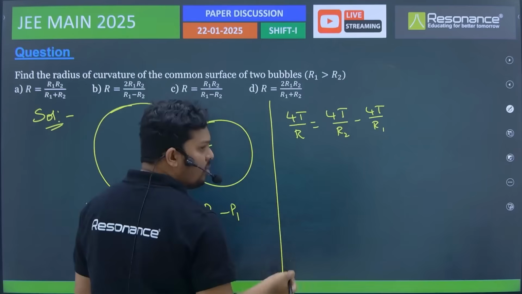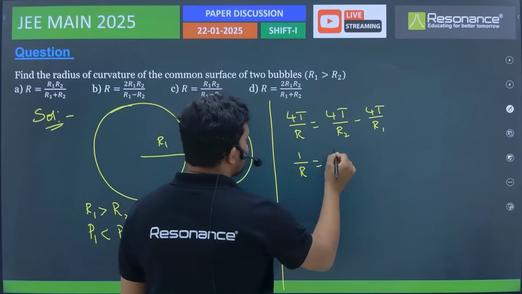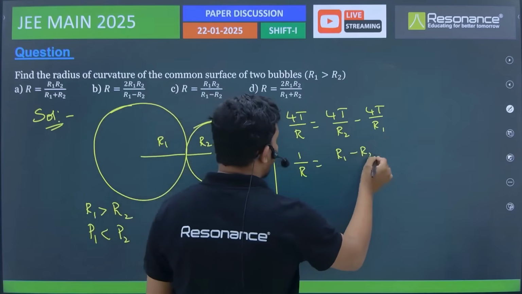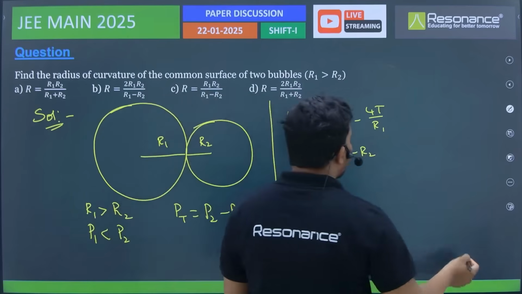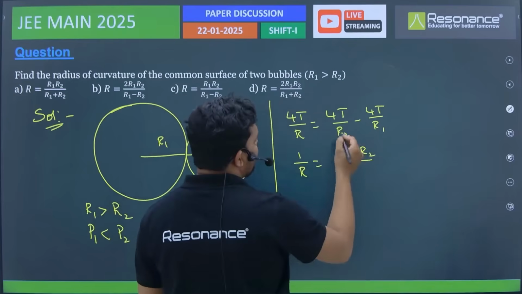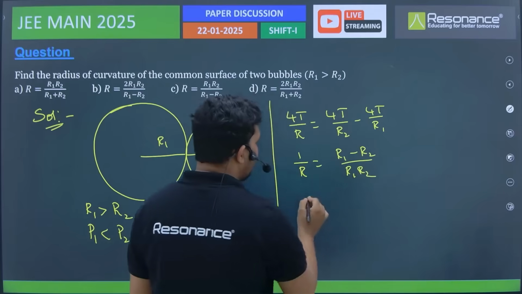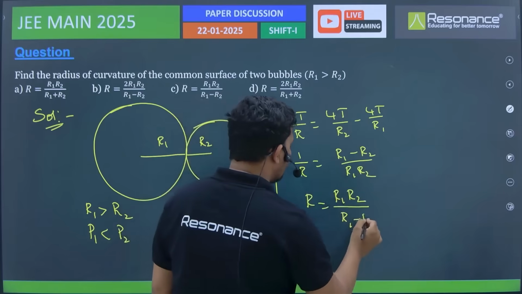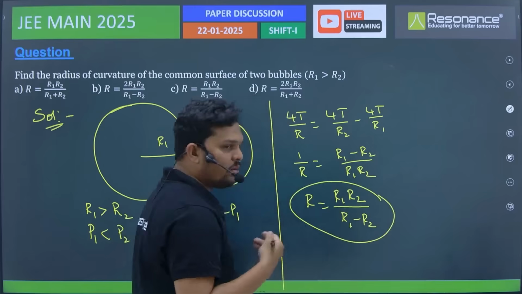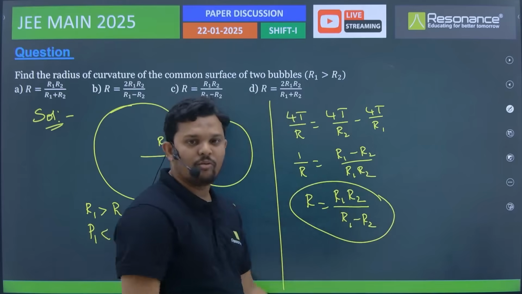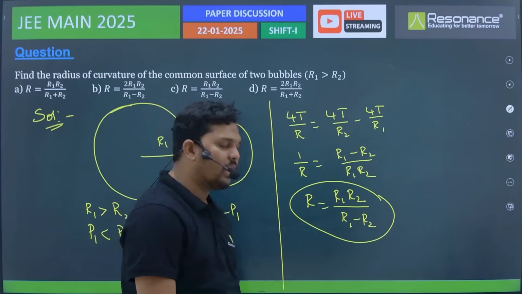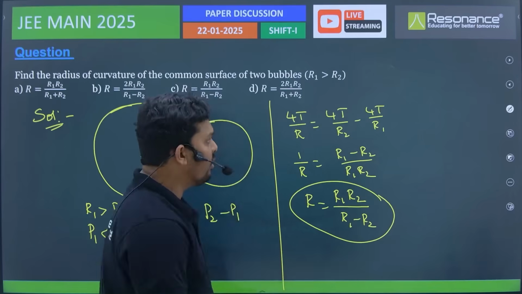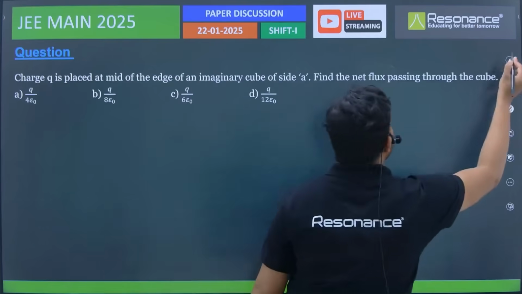If you take out 4T common, you are going to get 1 by R equals 1 by R1 minus 1 by R2, or you can take the LCM, R1 minus R2 by R1 R2, and finally R will be equal to R1 R2 by R1 minus R2. So this will be the final result. In my view, if you remember the final result, hopefully the majority of students had remembered this part. If you remember it, it will be helpful for your next sessions. Let's go for the next question.